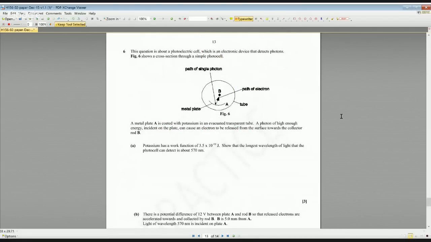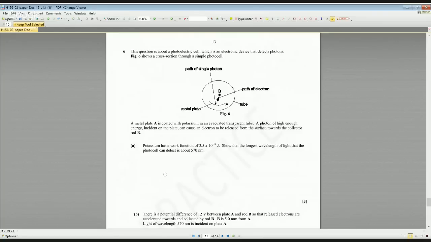And on to the final question, question 6. We have a photoelectric cell. There's a cross section through it here. This isn't something you would be aware of, so this is why they've given you all the information you need. The metal plate is coated with potassium in an evacuated transparent tube. A photon of high enough energy incident on the plate releases an electron from the surface, and it will go towards the collector rod in the middle. Potassium's got a work function of 3.5 times 10 to the minus 19 joules. Show that the longest wavelength of light the photocell can detect is about 570 nanometers.